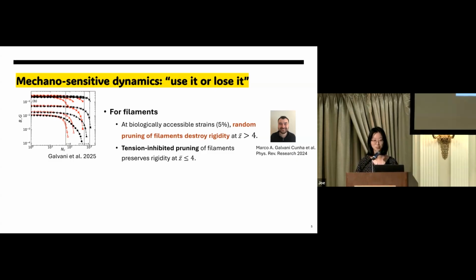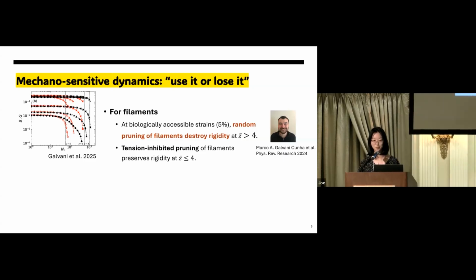So we know that the pruning is not completely random. But if we do something called tension-inhibited pruning, that is, we prune the filaments under small tension first, then it is like the cell decides, oh, this filament is not useful for my rigidity, so I may as well cut it and recycle the material and put it somewhere else. And if we do this tension-inhibited pruning, then Marco and Andrea and John have found that the filaments preserve rigidity for coordination number below 4.